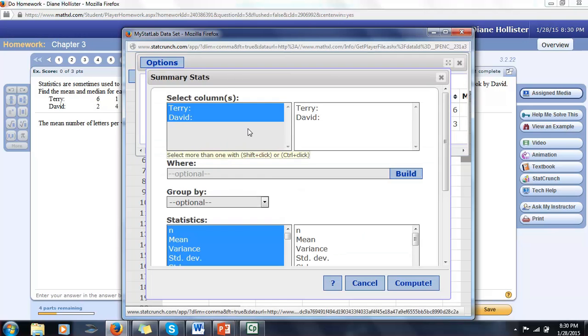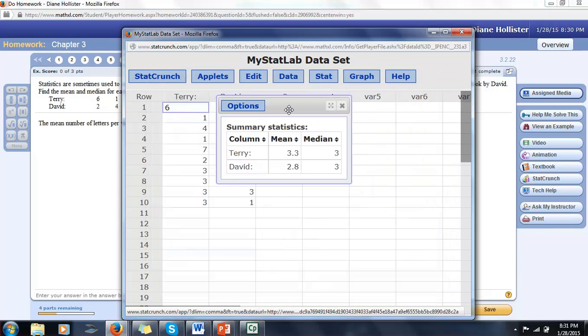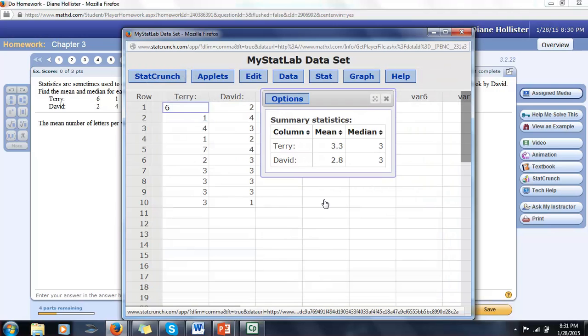You can even edit your output to only compare the two things that you want to have. If you only want the mean, again, hold down your Control key, click Median, and this time your output will only contain the two summary statistics that you're looking for.